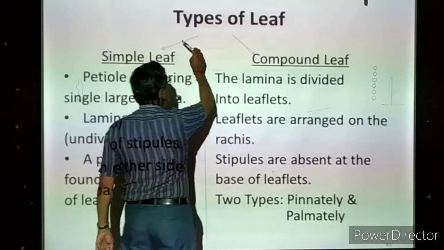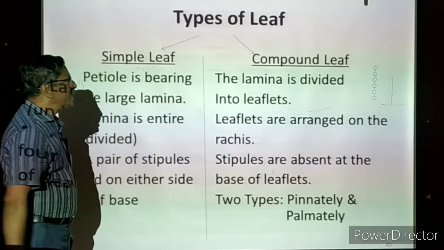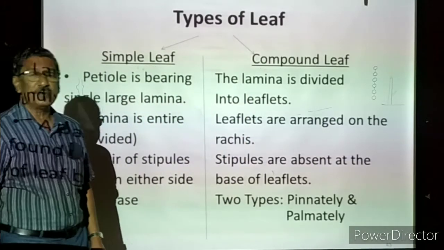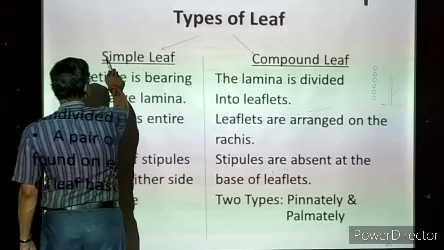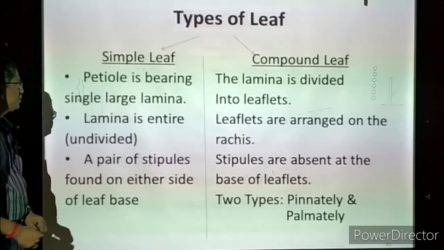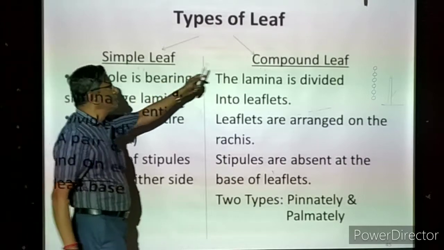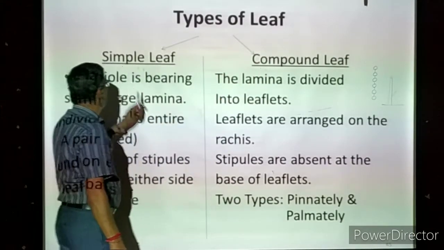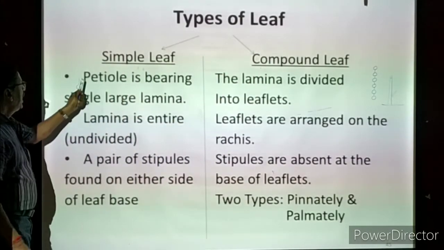Now we are coming to types of leaves. What are the various types of leaves? We have to see the types of leaves. The first one is called a simple leaf. I will come to the second group, compound leaf, later. Now, what is a simple leaf? We have to see petiole.